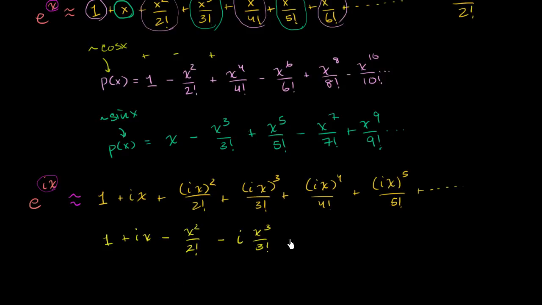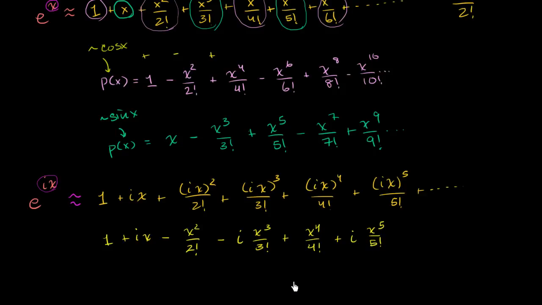And then plus, what's i to the fourth power? That's i squared squared. So that's -1 squared, which is just going to be 1. So i to the fourth is 1, and then you have x to the fourth. So plus x to the fourth over 4 factorial. And then you're going to have, i to the fifth is going to be 1 times i. So it's going to be i times x to the fifth over 5 factorial. So plus i times x to the fifth over 5 factorial.